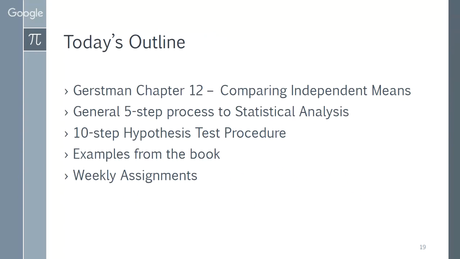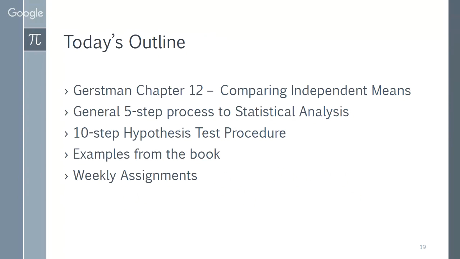So we talked about everything except that kind of unnecessary pooled procedure. We talked about this general 5-step process to statistical analysis, and we reviewed our 10-step hypothesis test procedure. We did a couple examples, and then again, we reviewed what homeworks you have to do this week. It's just the quiz and the discussion board. That's all for this week.